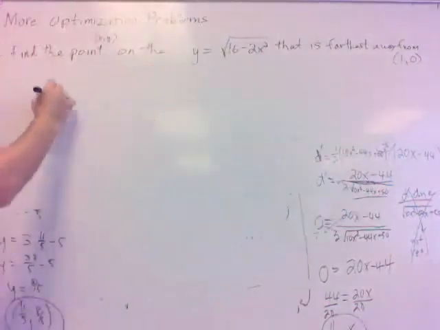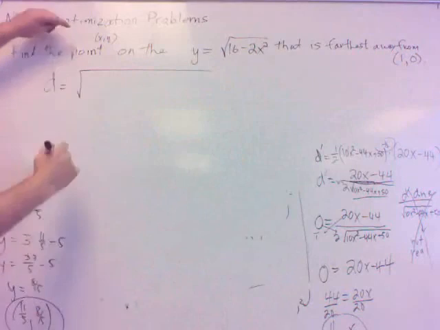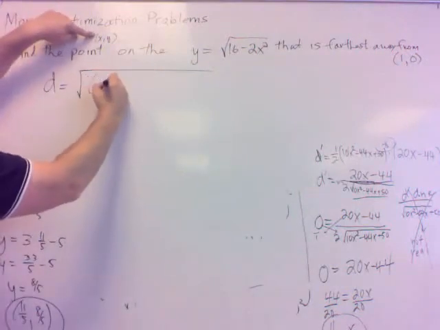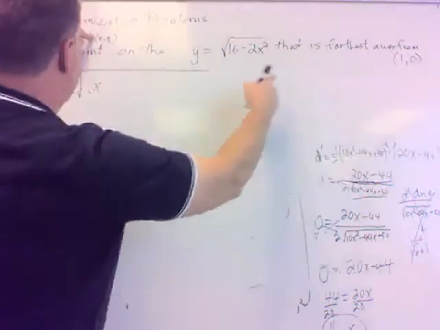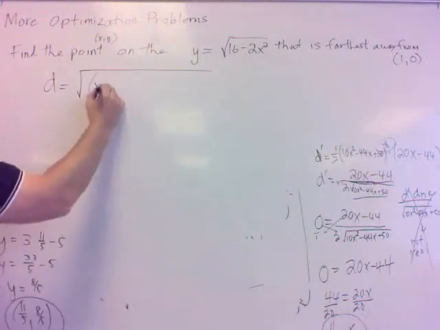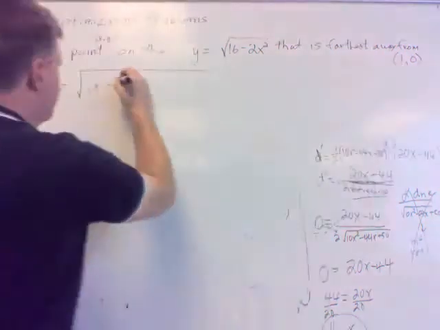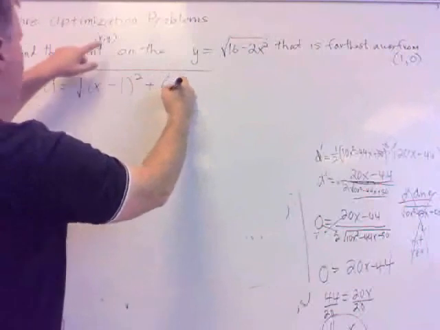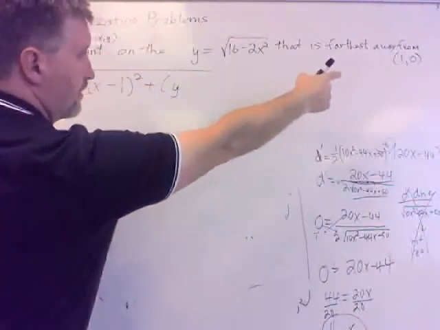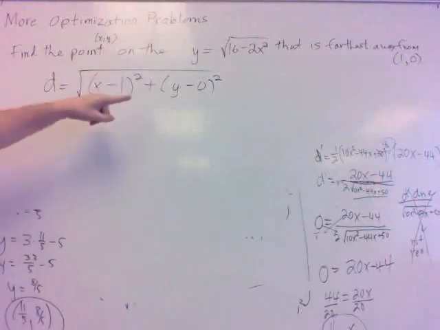So again, the distance that I want is the distance between points. I'm going to take the distance of this point from that point, so the same formula: x1 minus x2 squared plus y1 minus y2 squared. The x1 is going to be x, the x2 is 1. The y1 is y, minus the y2, which is 0. And notice that y minus 0 is just y squared, isn't it?